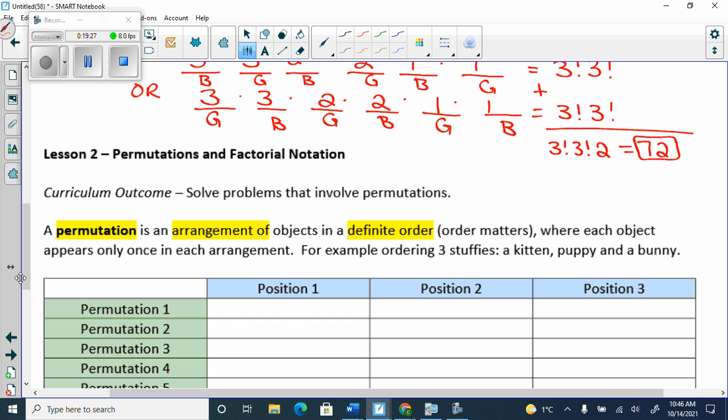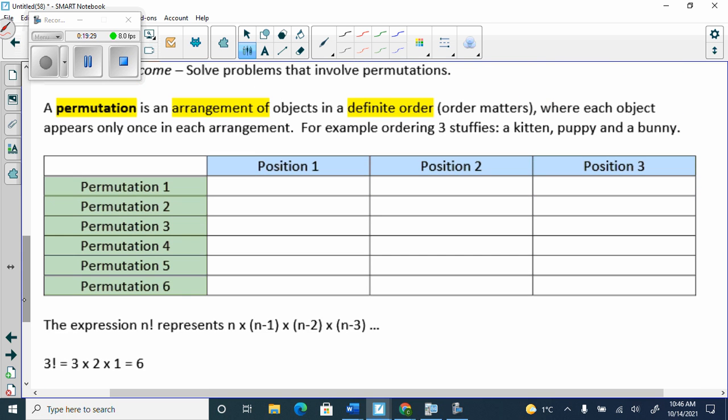So we're going to go and actually take the kitten, the puppy, and the bunny, and we are going to line them up. Right, Riley? Make that thing disappear like magic.